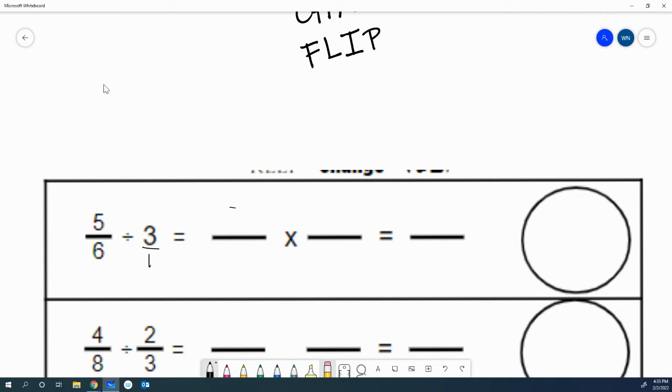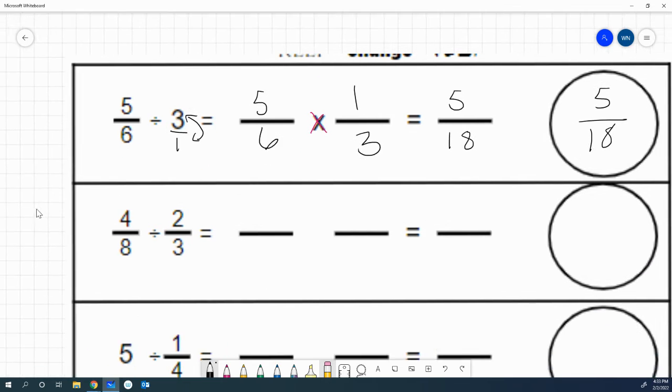We're going to keep the 5/6. Go ahead and write it over here. We're going to change that sign. It's going to become multiplication. And we're going to flip the second factor. So instead of 3 over 1, we're going to flip it and have 1/3. So in order to solve 5/6 divided by 3, we're going to say 5/6 times 1/3. So 5 times 1 is 5. 6 times 3 is 18. And you cannot simplify that. So your answer is 5/18. Super easy.